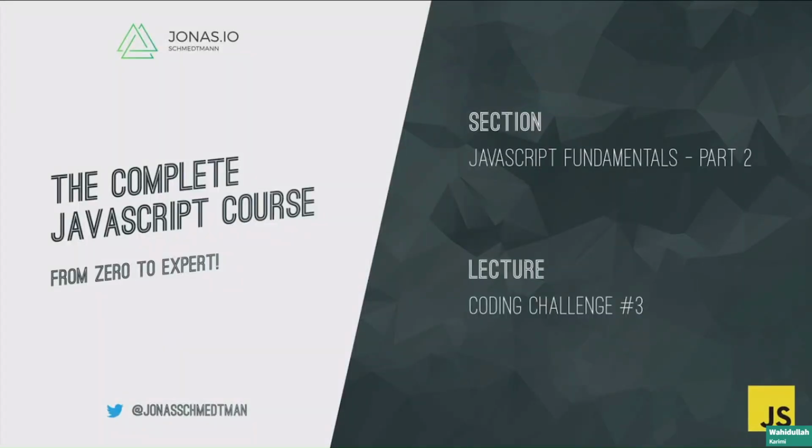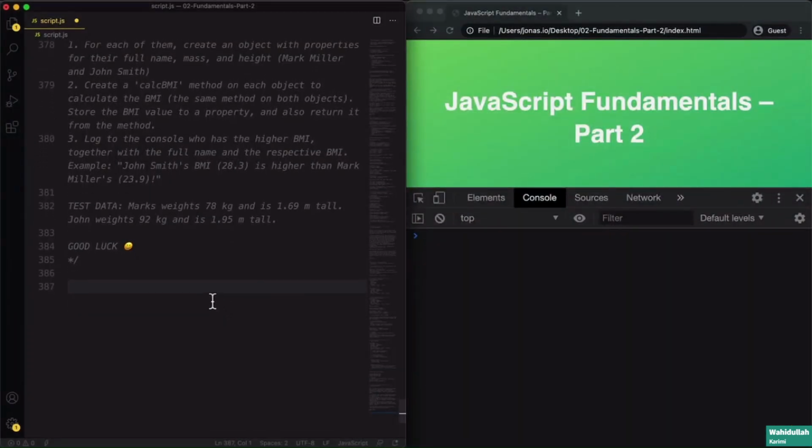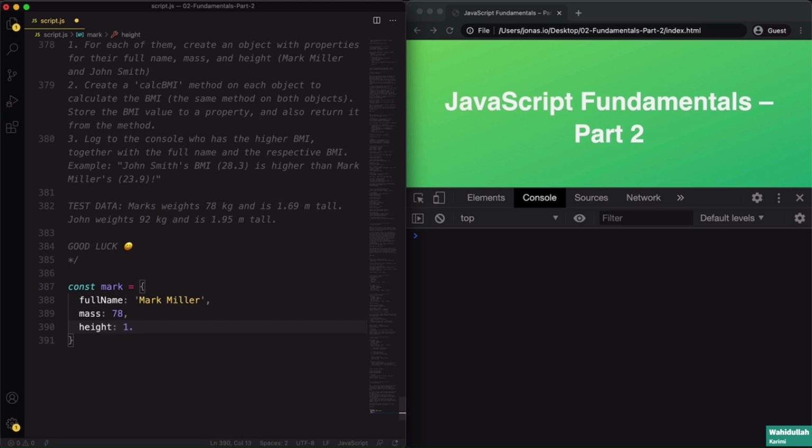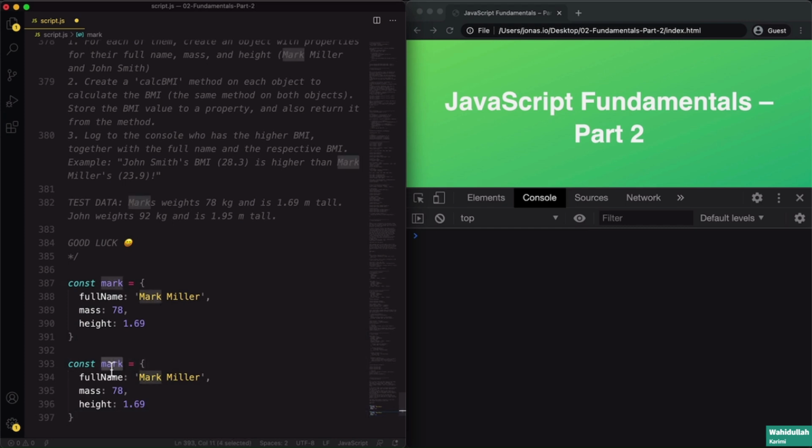Okay, so let's get to work. So number 1 is creating an object for each of them. So object mark, full name property, Mark Miller. Then the mass, which is 78 kilograms, and then the height, which is 1.69 meters. So that's it for now. And now I'm just gonna copy this. As always, I'm a bit lazy, and that's just how programmers are, I guess. So John Smith, and he is 92 kilos and 1.95 meters tall. Okay, so that is point number 1.